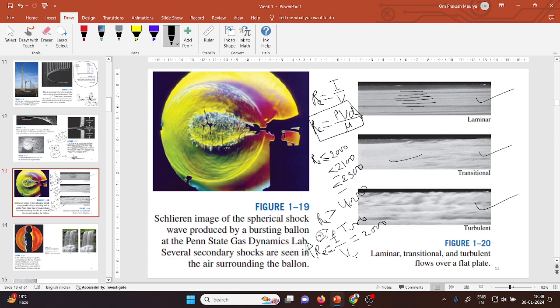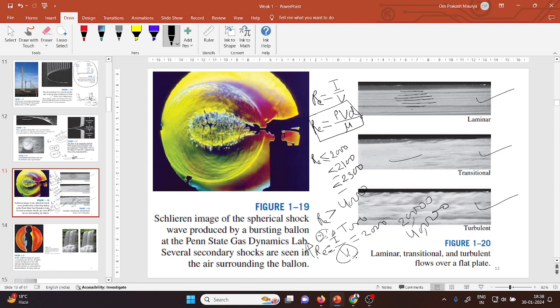So the question anyone can ask: if the initial conditions are the same, and you have considered two cases, where the Reynolds number is, let's suppose, 20,000 in one and 40,000 in the other, and your initial condition is the same, that is your inertial force is the same. So in which case will the viscous force be less, or in which case will the viscous force be more?